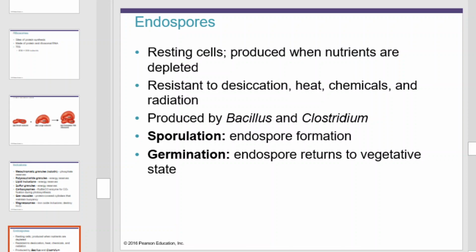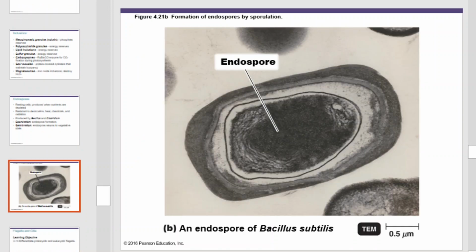Sporulation is the formation of an endospore. Germination is how we describe an endospore that is returned to a vegetative or growing state. This is an illustration of an endospore in Bacillus subtilis.